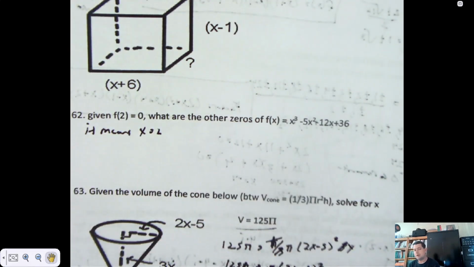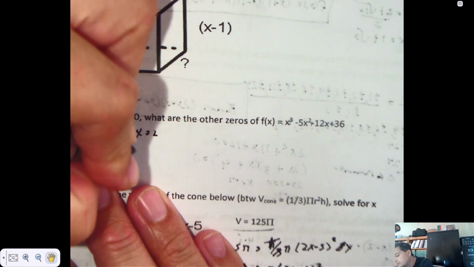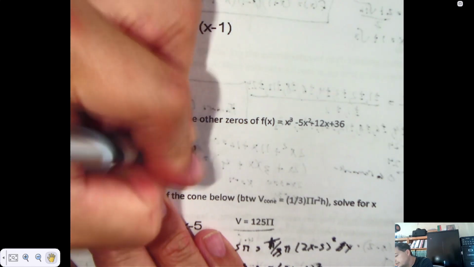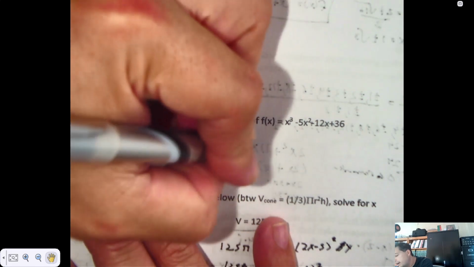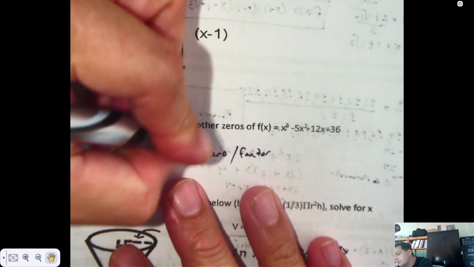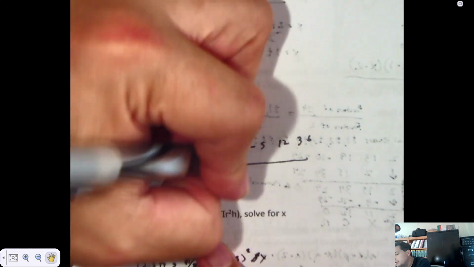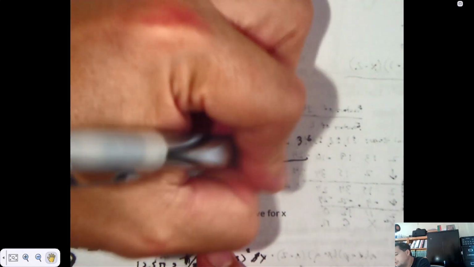Because it's a 0, it also means that x minus 2 is a 0, better known as a factor of the polynomial. All right? Now, that actually had nothing to do with this, but it means that x equals 2 is a 0. And this thing isn't asking you to factor, it just says what are the other zeros. So synthetic division is your best friend. 2, 1, negative 5, 12, 36. Synthetically divide out that factor x minus 2. Drop, multiply, and add. Multiply and add.